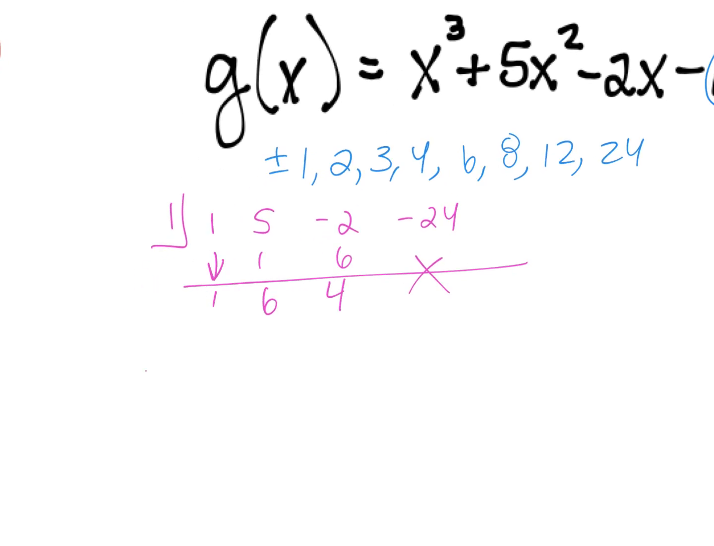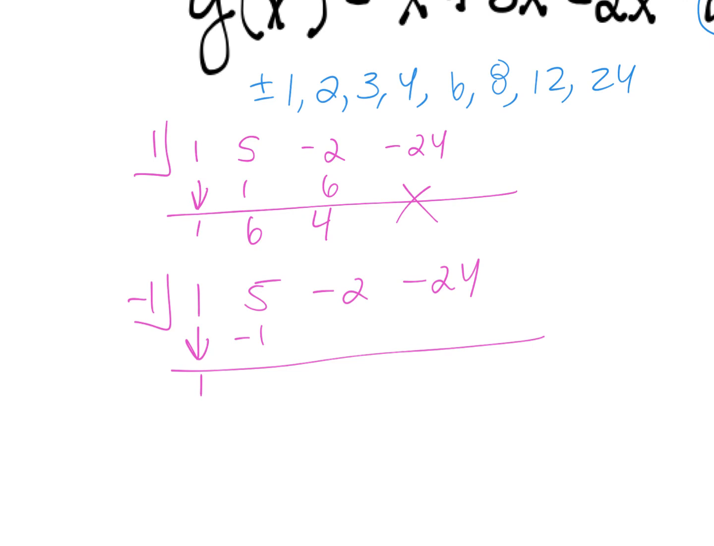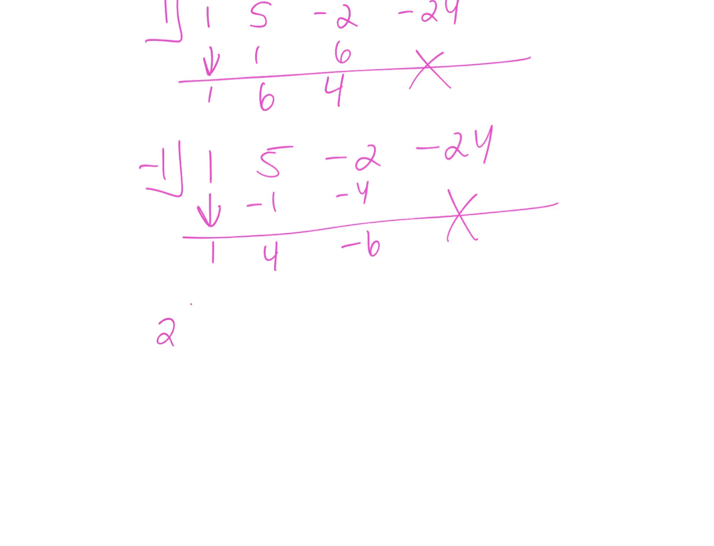No worries. So 1, 5, -2, -24. Bring down your 1. 1 times -1 is -1. 5 and -1 is 4. 4 and -1 is -4. -2 and -4 is negative 6. Is this one going to work? No. Okay, no problem. Have we wasted a ton of time? No.